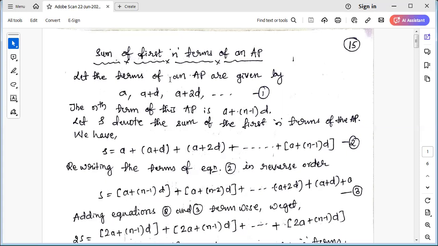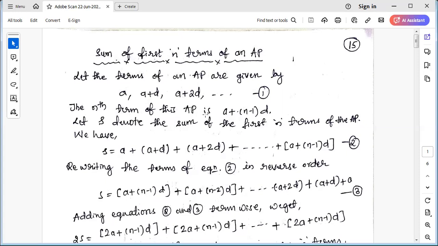So let the terms of an AP be given by a, a plus d, a plus 2d, and so on. As you know, these are the terms of an arithmetic progression. In this, you know that this a is referred to as the first term of an arithmetic progression, and this d is the common difference of any two consecutive terms.